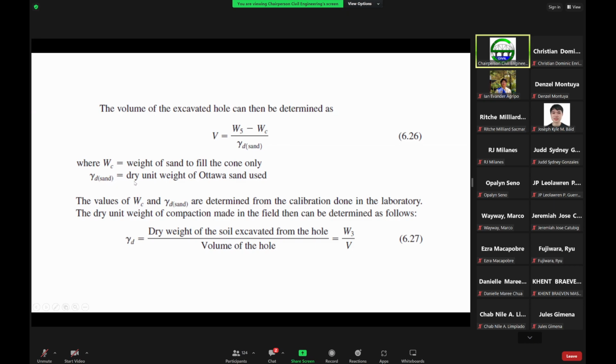These two parameters here are actually determined from the calibration done in the laboratory. So these are predetermined in the lab.